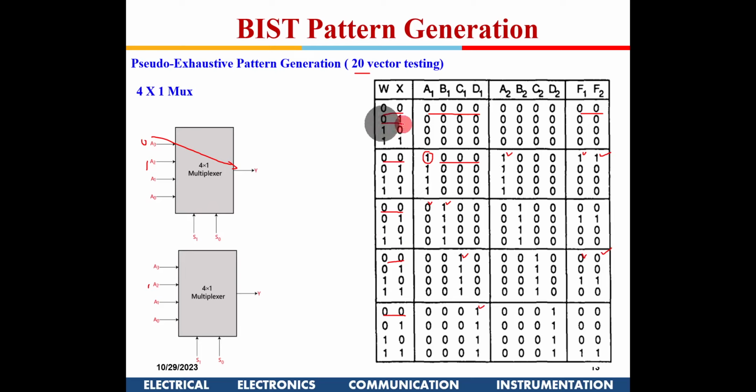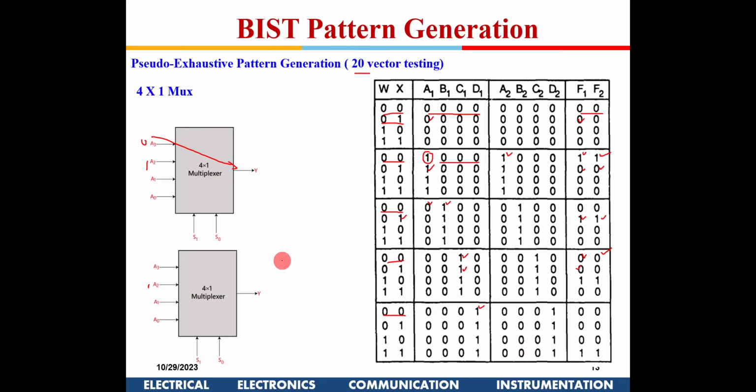Then again I change this to 1 0 1. Initially I transmit a 0, okay. I am getting a 0 here. Then I am putting a 1 here and I am still confirming whether I am getting a 0 here. Then I am giving a 1 here, okay. In this case 1 needs to come here, and then I am giving 1 in the adjacent input, and I should get a 0. So this is a 20 vector testing.